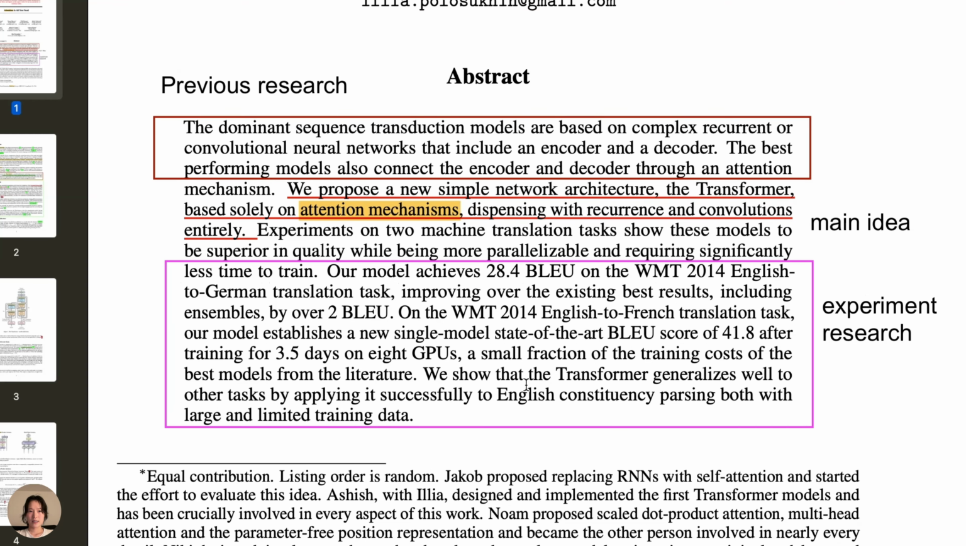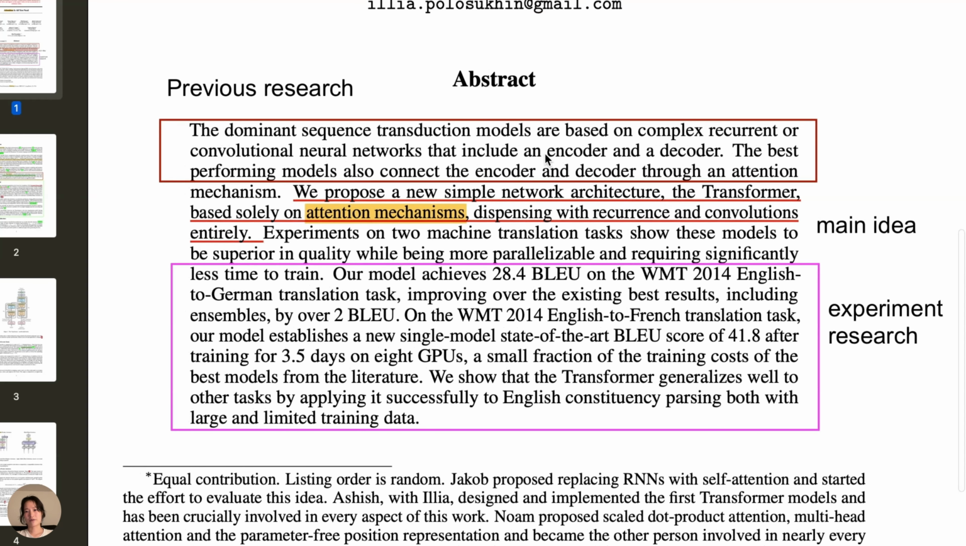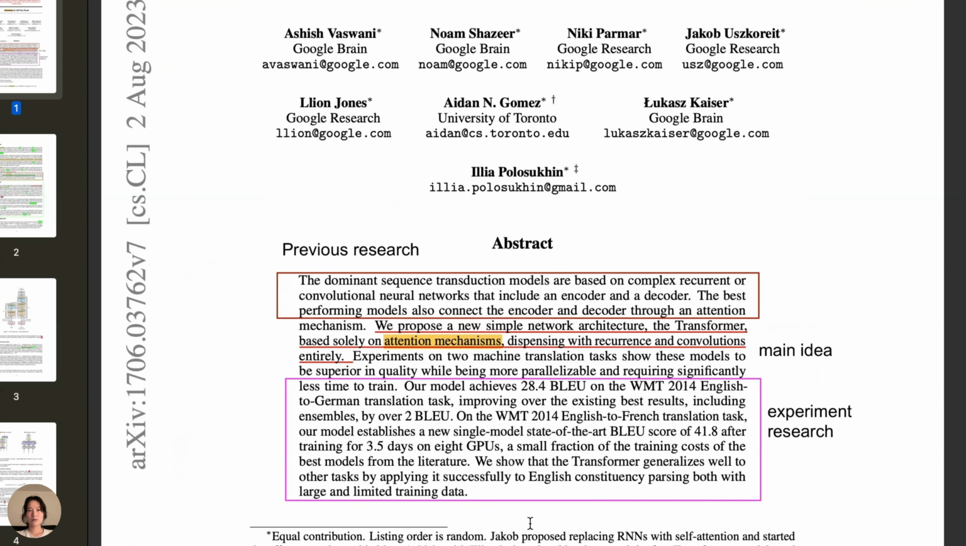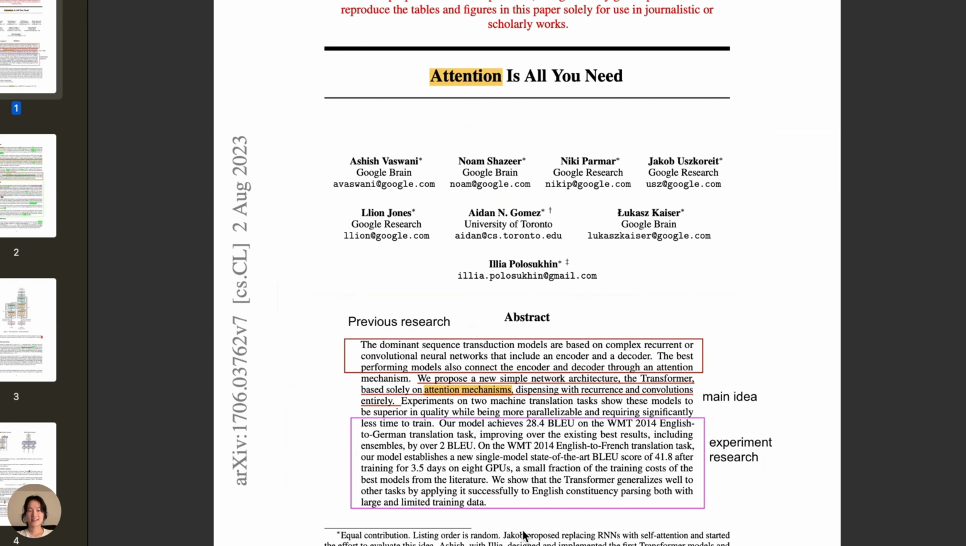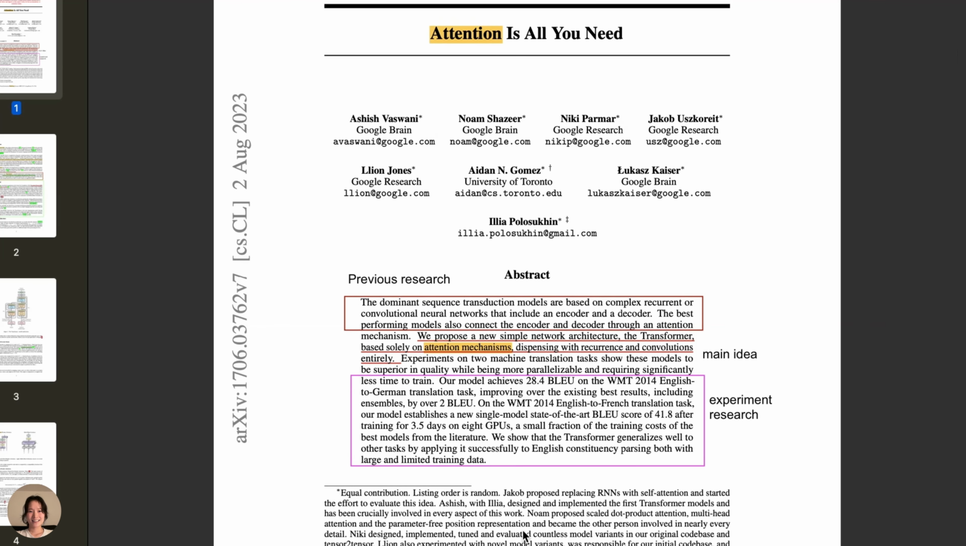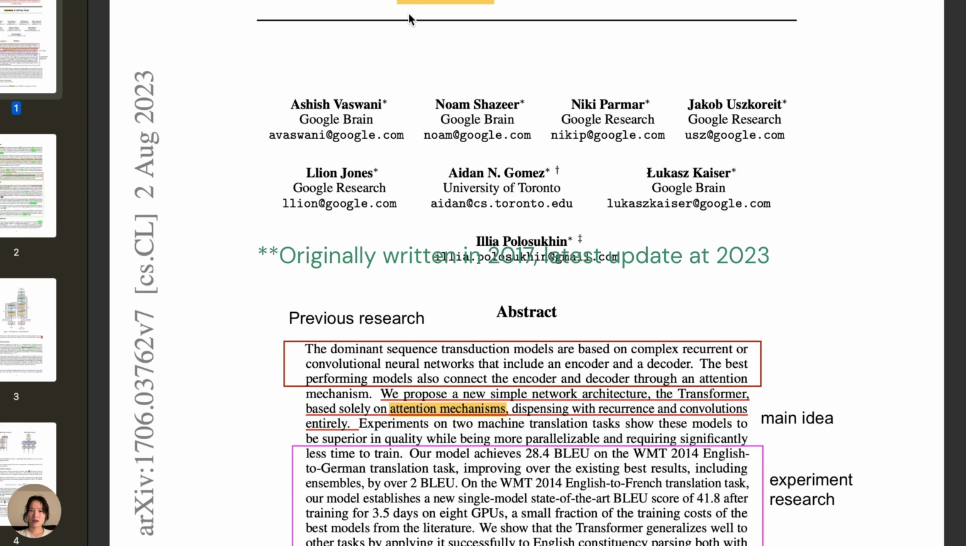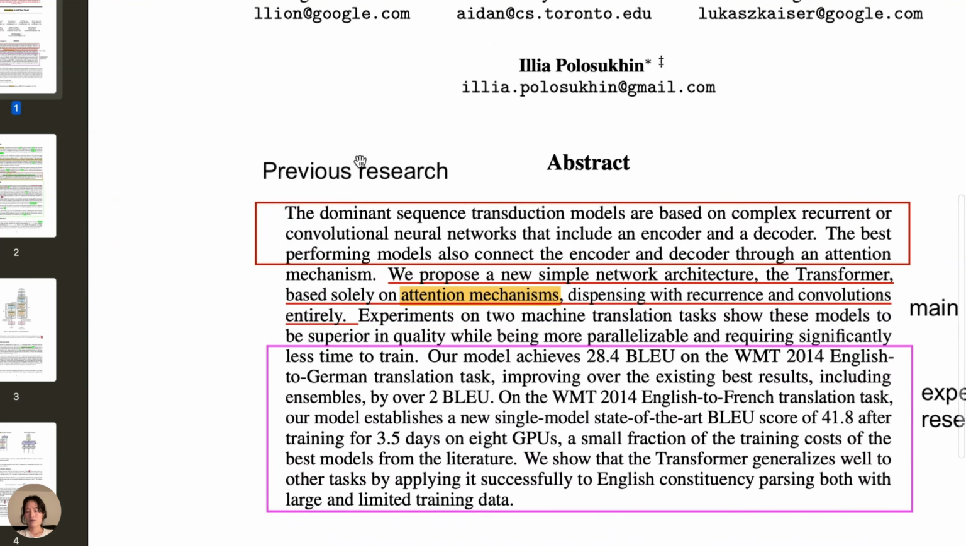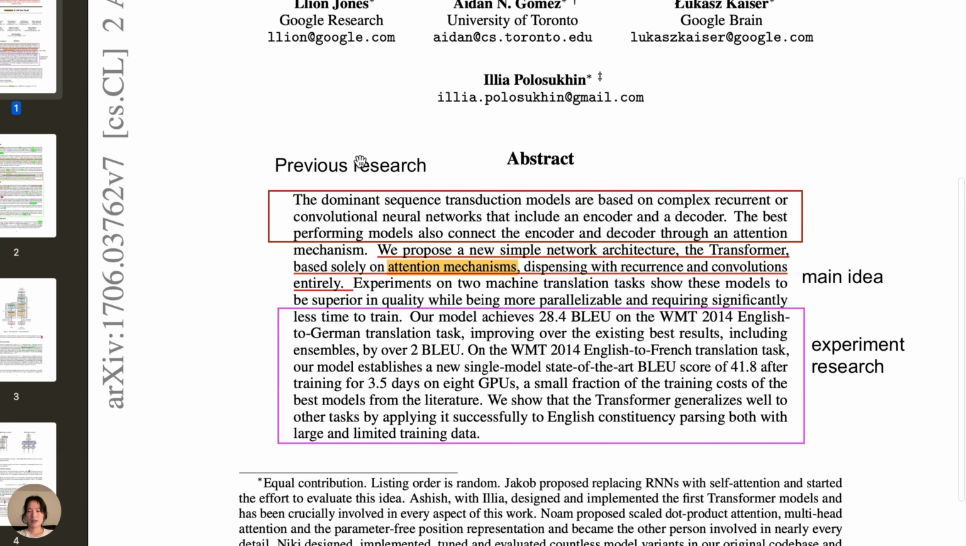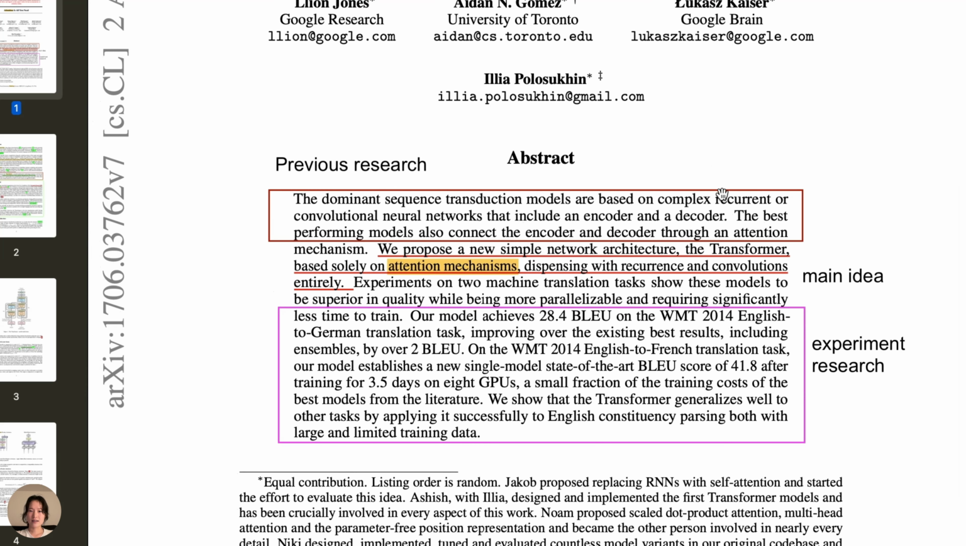In summary, in the abstract, try to divide it into 3 different parts: previous research, main idea, experiment research. Okay, so now we've mastered the first page. This paper, written in 2023 by the Google researchers, is going to talk about attention. We're not really sure yet, but it's going to talk about how they tackled the existing RNN or CNN in the sequence transduction models. Now let's move on to the next page.